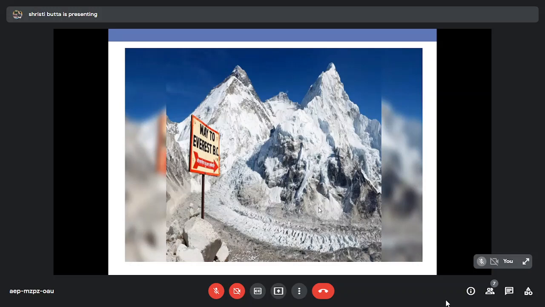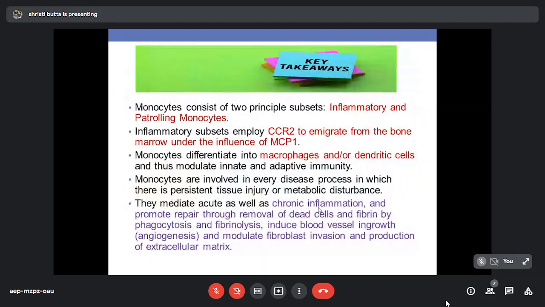So finally, we've reached, right? Look at these snowy peaks of the Everest here. Beautiful, isn't it? So what are the key takeaways? Monocytes consist of two principal subsets. Yes, they are the inflammatory and the patrolling monocytes. Yes, they are the Ly6C positive and the Ly6C negative monocytes. Ly6C is a very important immunohistochemical marker or flow cytometric marker.